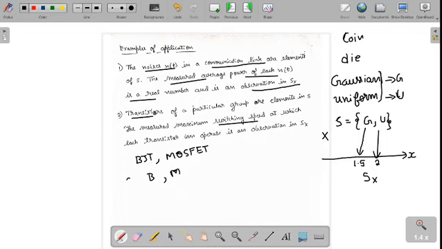Now your sample space S is made up of two transistors. One is what? BJT and the other is MOSFET. And now what we need to do? We need to assign a real number to these depending upon what? Switching speed. The switching speed of BJT is high, and the switching speed of MOSFET is very high when compared to the switching speed of BJT, okay?